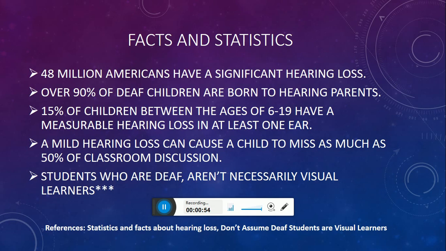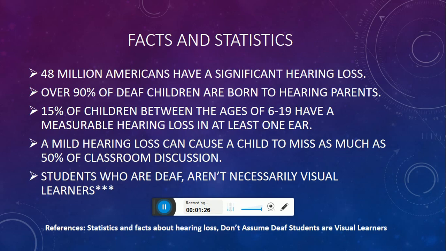So some facts and statistics, you can read some of them on your screen. The big one for me is 15% of children between the ages of 6 and 19 have a measurable hearing loss in at least one ear. So that means we will definitely be dealing with it throughout our careers as teachers. Speech reading is the more current word for lip reading. A mild hearing loss can cause a child to miss as much as 50% of the classroom discussion. So we definitely have to make sure we make accommodations for them to learn.